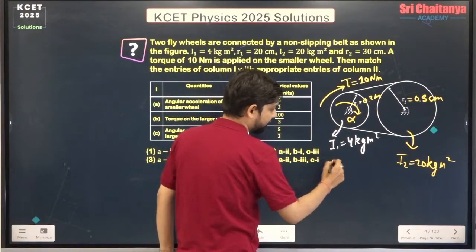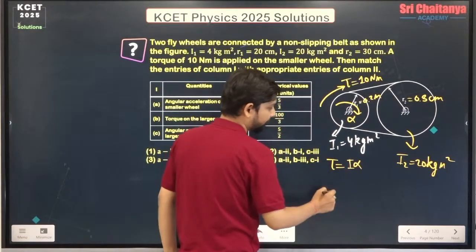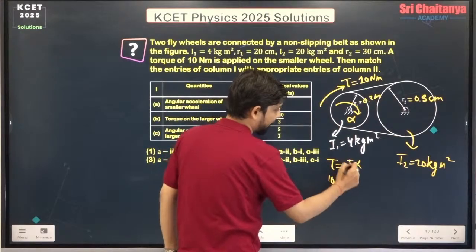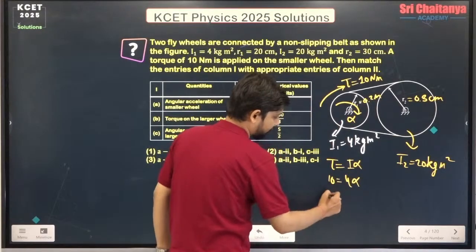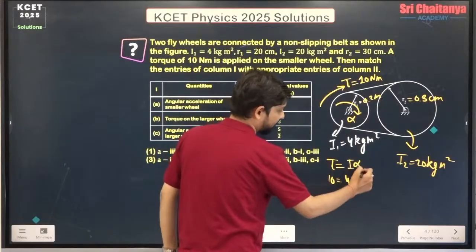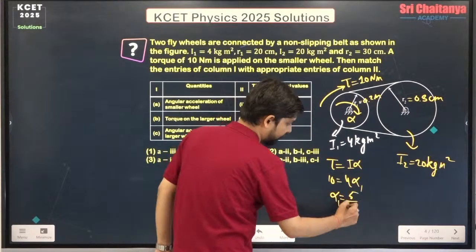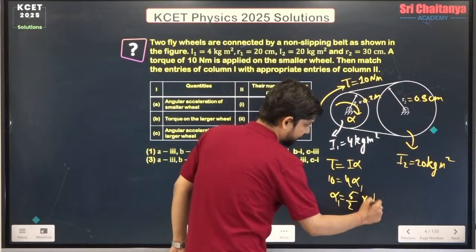Due to this torque, there will be an alpha, which we can calculate, as torque equals I alpha. So what will be the torque equals I alpha? We can say that 10 equals 2 alpha. We have to calculate alpha for this body, alpha 1, so alpha 1 is going to be 5 by 2 radian per second square.